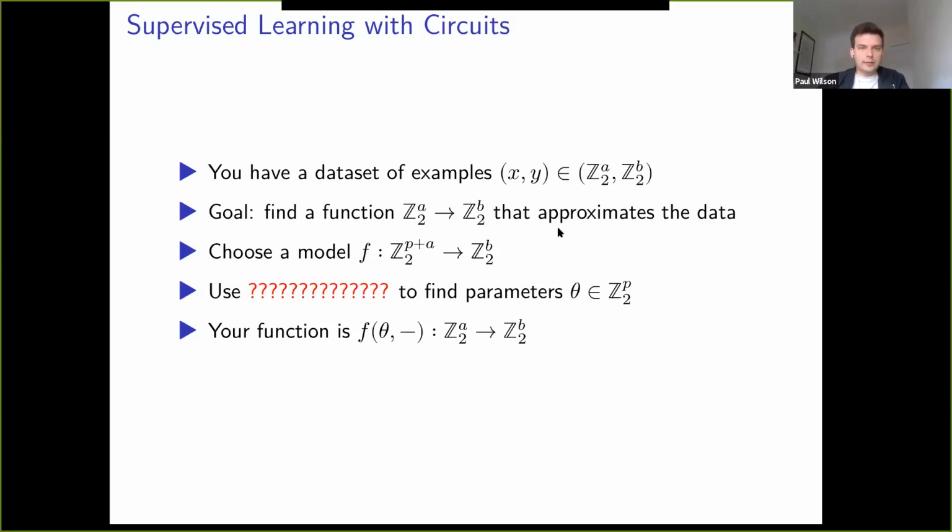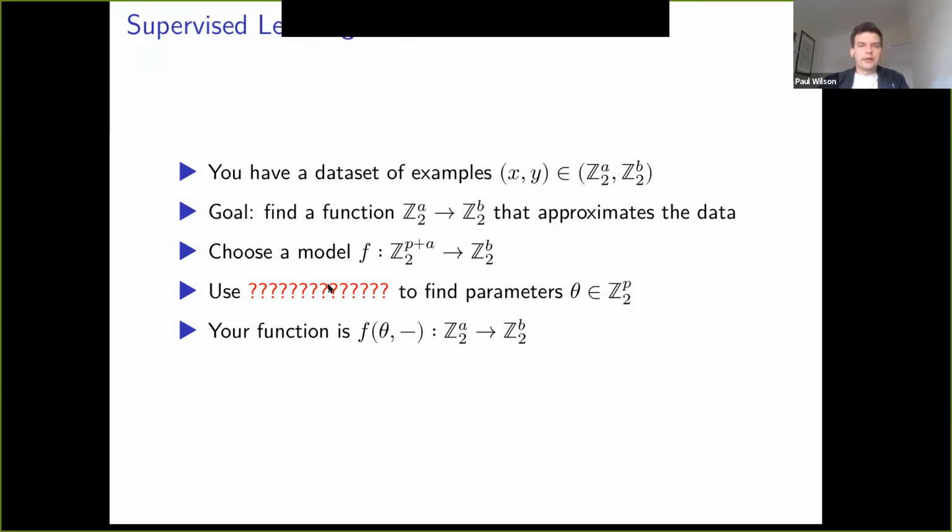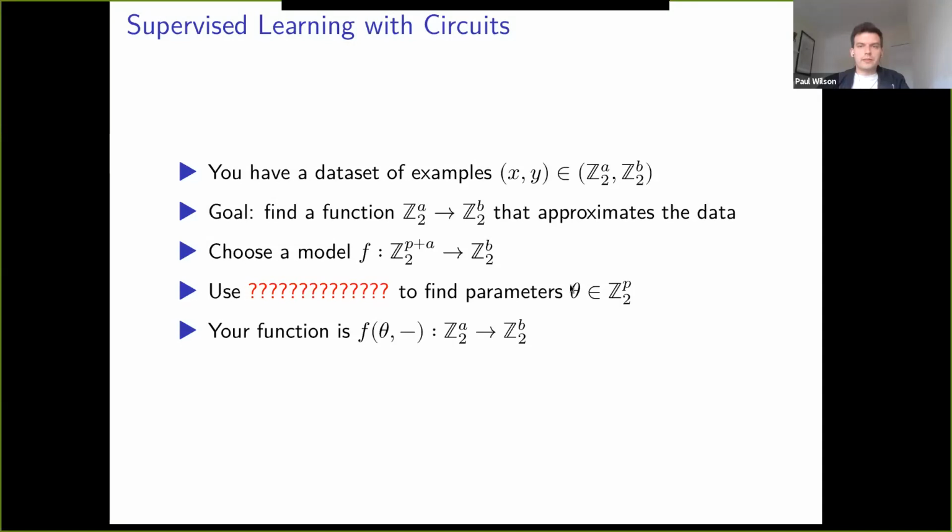So the first thing we have to do is choose a model, and this is basically, as we saw earlier, a parameterized Boolean function. So it's a circuit where some of the inputs are parameters, and basically the parameters function like an index into a function space. You can kind of think of it like that. And so we're going to try and search for some parameters that, when we partially apply to our model, we get a function from A bits to B bits. And again, hopefully that should kind of approximate the data in some way.